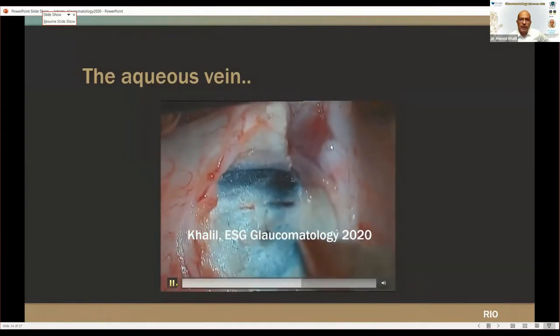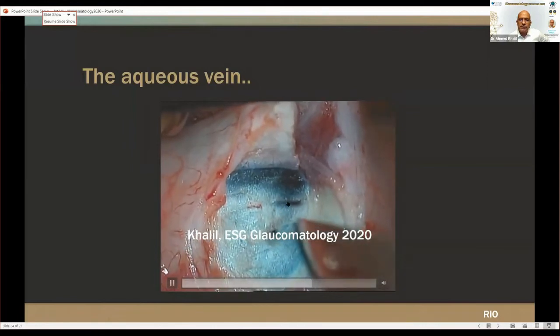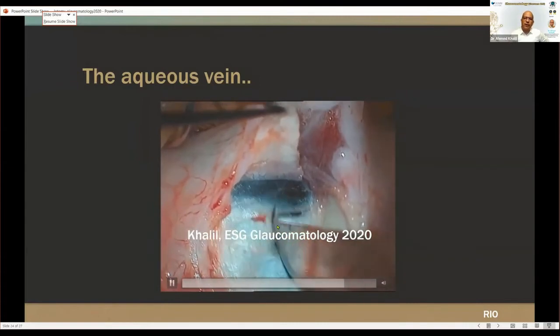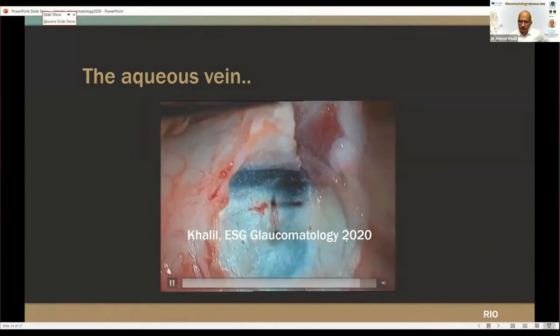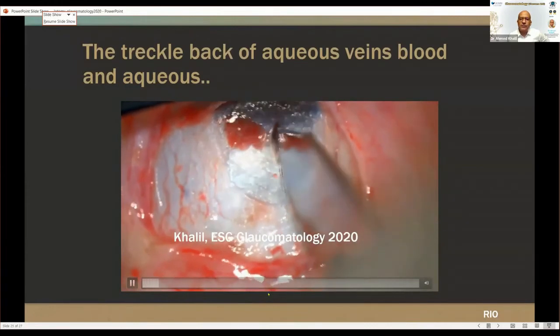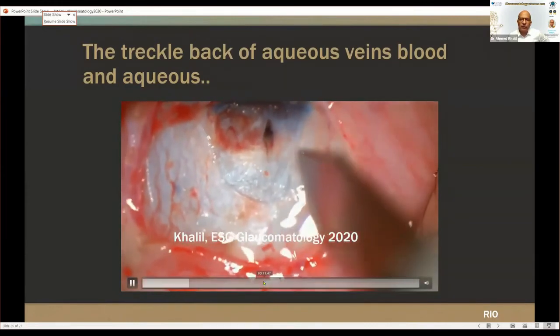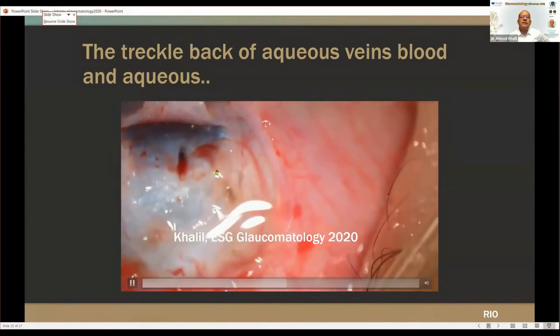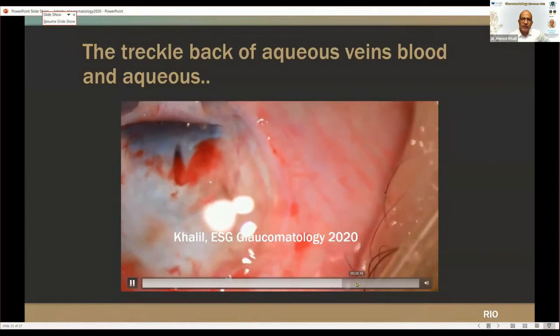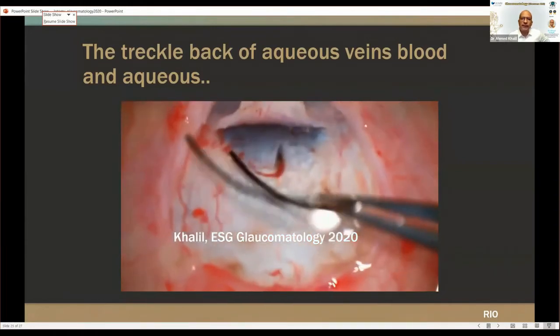And when you see, I'll make a pause here, you see this is the canal of Schlemm, not yet open, but here again, this is the aqueous vein. So it is coming here from the canal of Schlemm, this line is bringing the aqueous veins, and then it comes out into the subconjunctival space. And when we depressurize the canal of Schlemm, blood comes back from the aqueous veins and comes into my incision. And again, this is the regurgitation of the aqueous vein blood. And this is, by the way, also the reason for what I call my lovely hyphema.